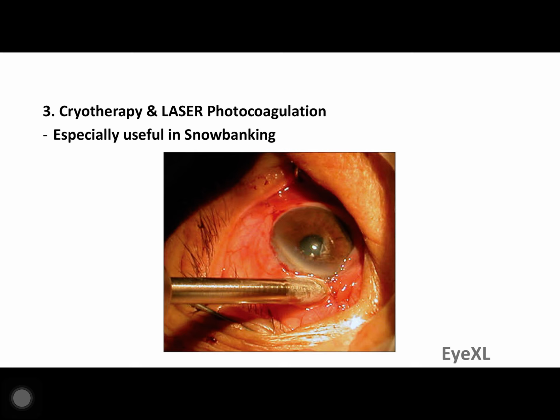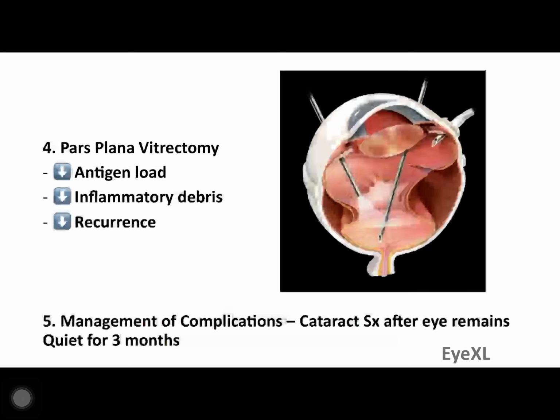So a significantly progressed inflammation. And the purpose behind using either cryo or laser is to reduce the metabolic activity in the ciliary zone. So that is how cryotherapy and laser will help in a case of intermediate uveitis. And if that doesn't work, then directly go to pars plana vitrectomy.